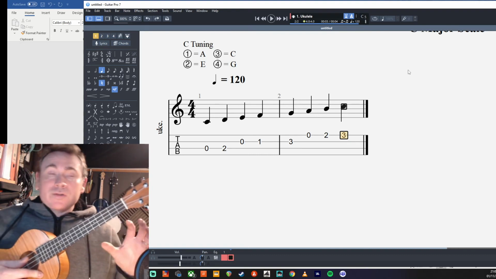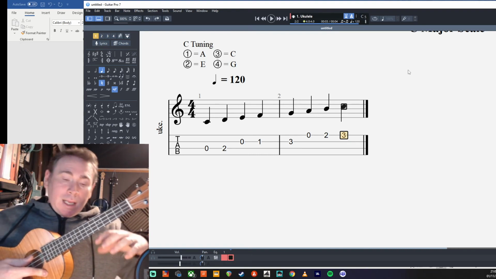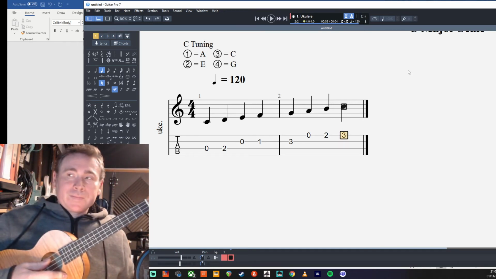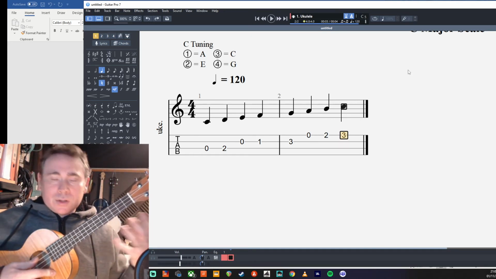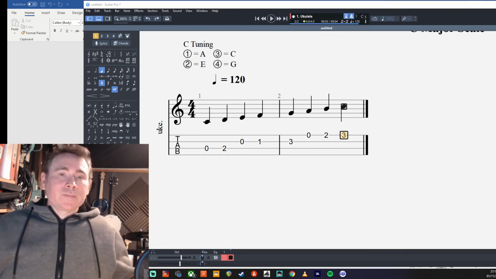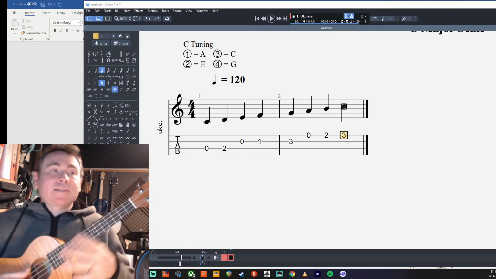a lot more useful if you want to apply this to your chords that you've learned already. And there's so many cool things you can do with this scale once you've got it under your fingers. Okay, so we're going to visually look at playing that C major scale now.